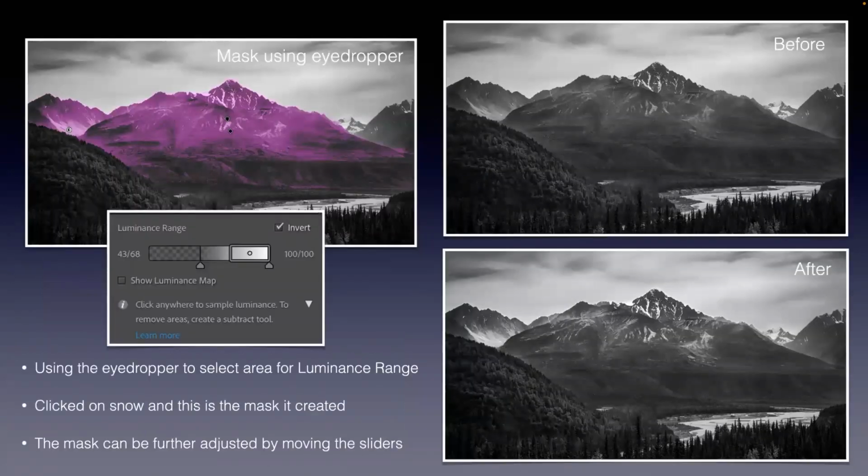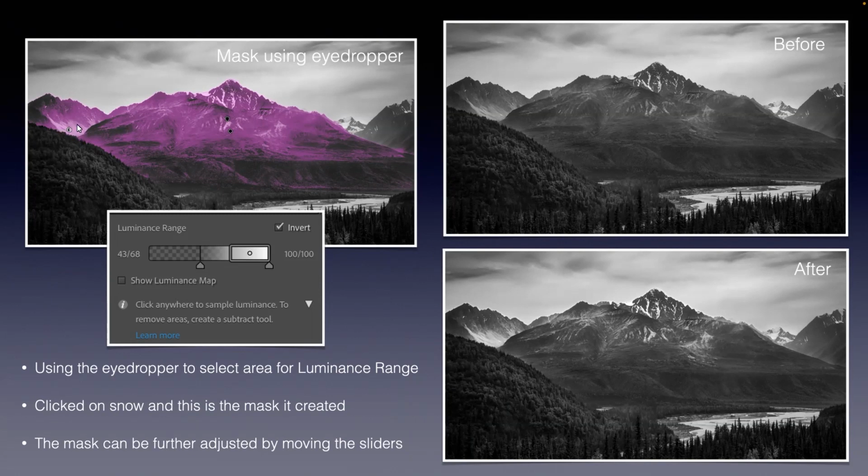Now there's more than one way to do this. And the other way to use luminance range was to use that eyedropper method, if you remember from earlier this evening. And all I have to do is select luminance range, just like I did before, but instead of starting the manual dragging of these arrows to the places that I want, all I have to do is bring my cursor over the image and then click. So it would be this image. I would bring it over to this area and I would click in this snow area.